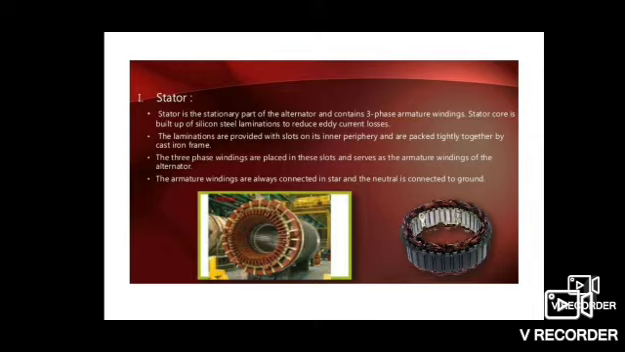See the diagram, there will be laminations packed tightly together by a cast iron frame. The three-phase windings are placed in these slots and serve as the armature winding of the alternator. The armature windings are always connected in star and the neutral is connected to ground.